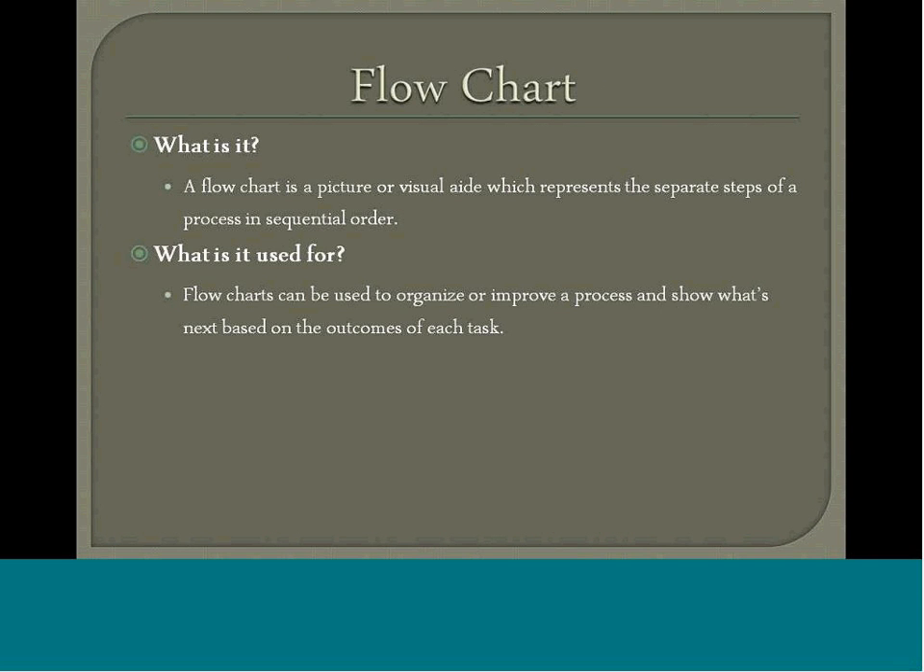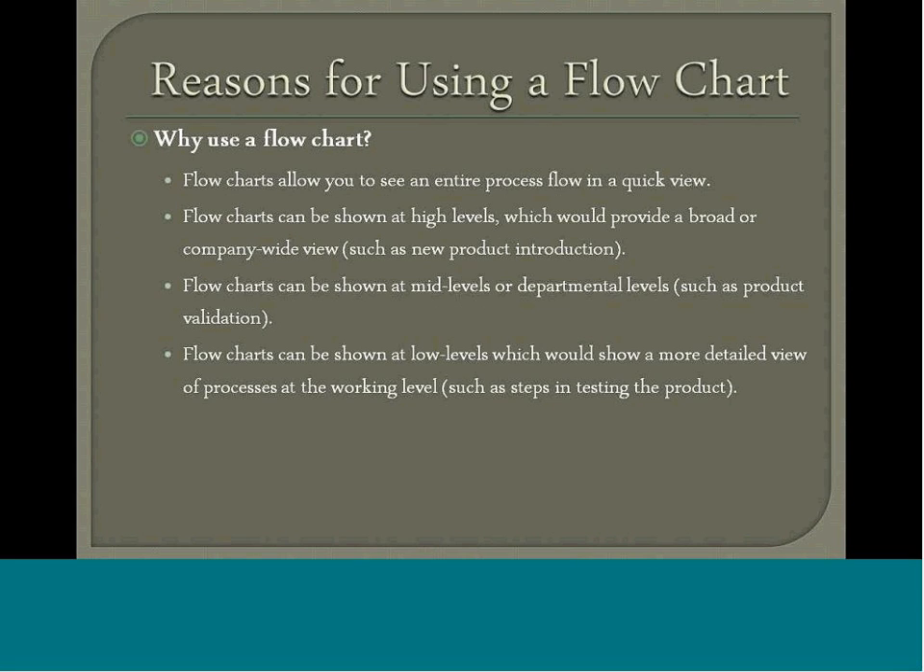What is a flowchart? A flowchart is a picture or a visual aid which represents the separate steps of the process in sequential order. What is it used for? Flowcharts can be used to organize or improve a process and to show what is next based on the outcomes of each step. Why use a flowchart? Flowcharts allow you to see an entire process flow in a quick view.